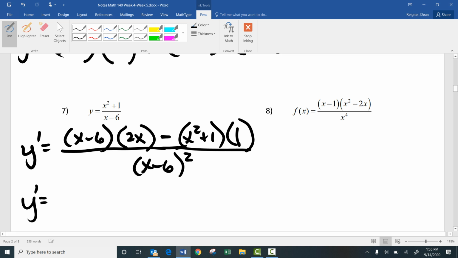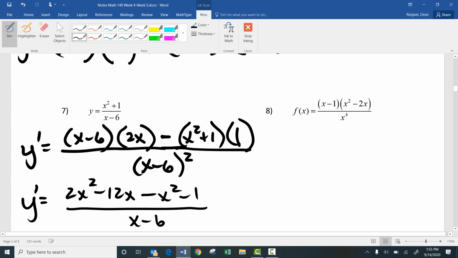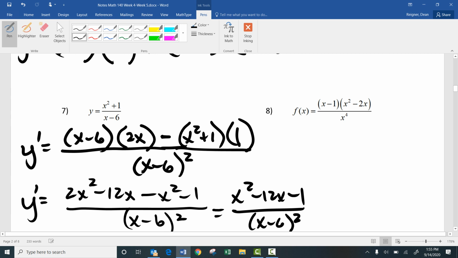So then what you want to do is multiply everything out on the top. The bottom you don't have to do anything with. Just write it like that. And then you simplify the top. So we get x squared minus 12x minus 1 all over x minus 6 squared. All right? There you go. All right, so that's how you do the quotient rule.